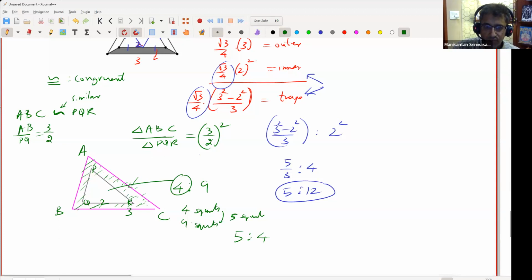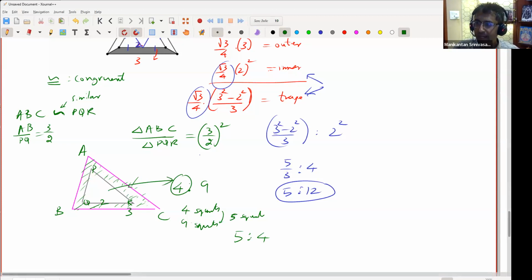The area of this guy is 4 square units. The area of the outer guy will be 9 square units. And how do you get the 4 and 9? Just simply squaring the scale factor of those two. Wonderful. All methods are good.